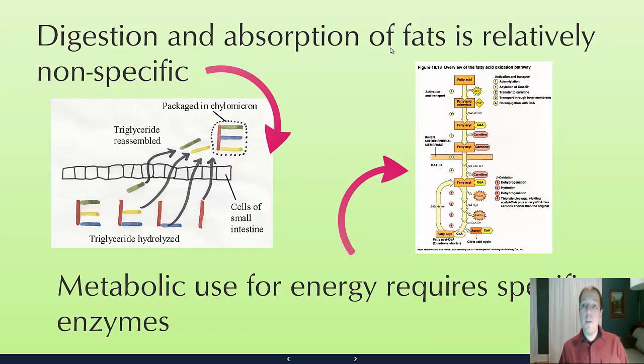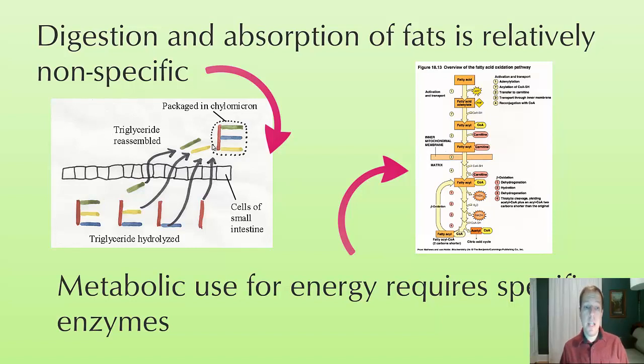The digestion and absorption of fats is relatively non-specific. The enzymes, these types of lipases that are breaking down these lipids, are going to break off whole fatty acids off of a chain of triglyceride. And then those things are going to get either diffused or actively transported into the body, where triglycerides will then be reformed, where they can then be stored for energy use later.